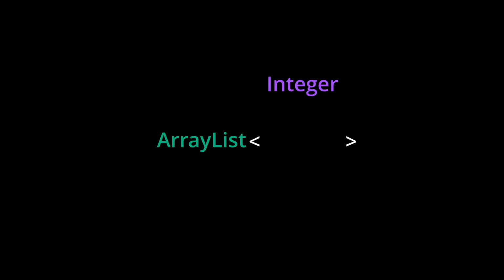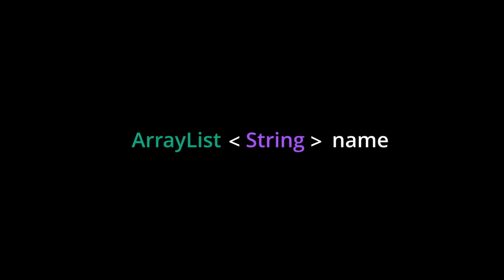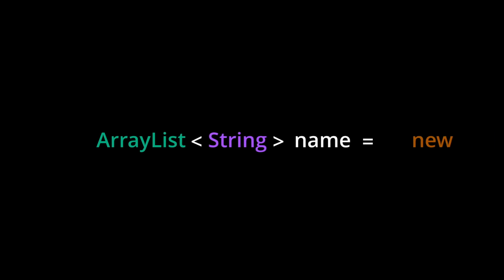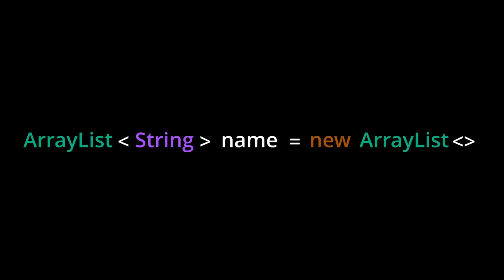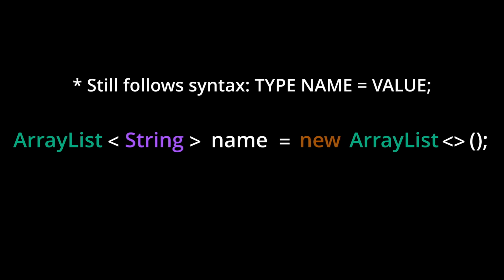Lists, on the other hand, are a little more intimidating. To initialize a list, we need to say ArrayList, then the generic type inside of angular brackets. Then we name the variable, set it equal to a new ArrayList of that same generic type. Then we add our parentheses and then a semicolon. This gets a little confusing, so let's go ahead and take a look at this inside of code.